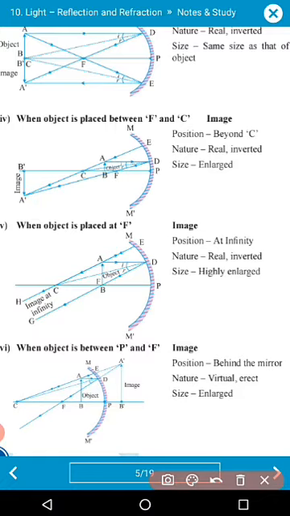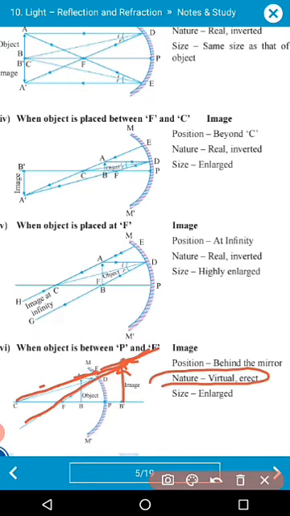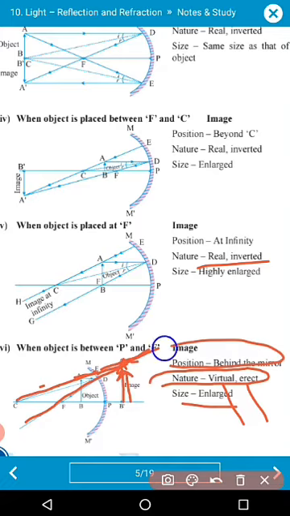So the first ray will pass, and the second ray will pass over here, but due to the very close condition, the ray has an infinity value here. So from F and from A, we are getting an intersection point over here. This is the exceptional case. In this case the image will be neither real nor inverted; the image will be virtual and erect, and the size is enlarged, and the image is forming behind the mirror.